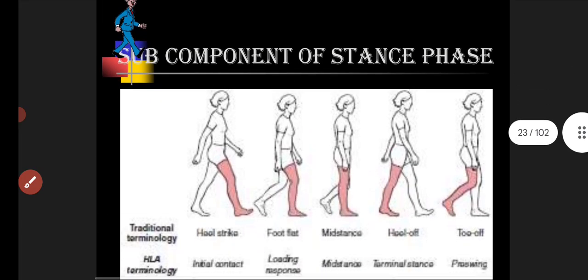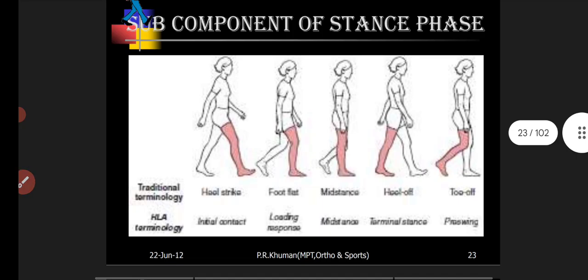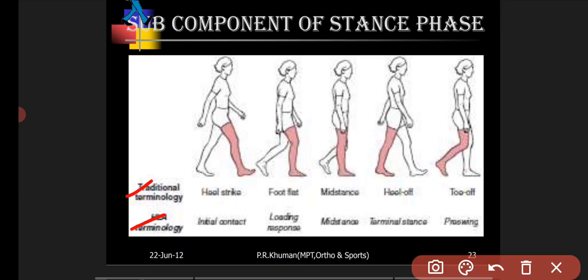Now, the comparison between the traditional classification and the RLA classification. This is the traditional, and this is the RLA. Heel strike is known as initial contact. Foot flat is known as the loading response. Mid stance is known as the mid stance. Heel off is known as terminal stance. Toe off is pre-swing.